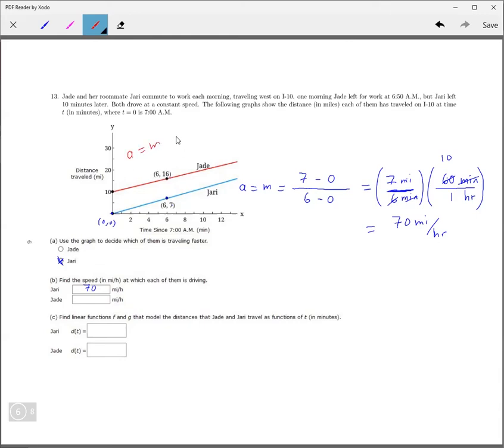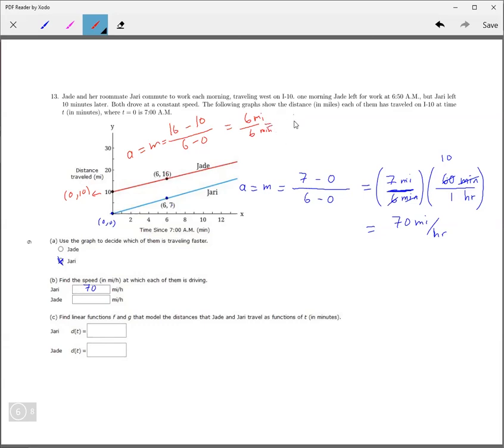For Jade, again, you calculate the slope. This point right here is 0, 10. The x coordinate is 0 and the y coordinate is 10. So this is going to be 16 minus 10 over 6 minus 0. So that's 6 over 6, which is, well, this is miles and this is minutes.